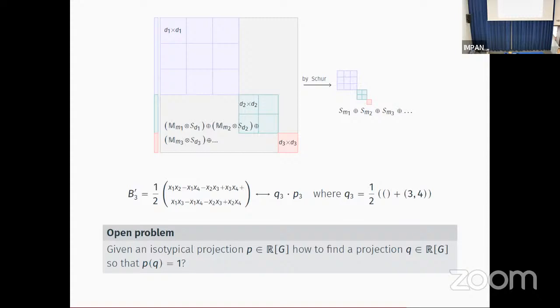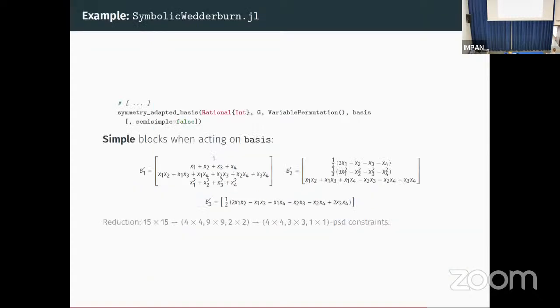Okay. So here is just the same code, but now we change semi-simple to false, and we get this new basis that is projected to these possibly minimal components, and we reduce our problem from 15 by 15 to 4 by 4, 3 by 3. How does it scale?